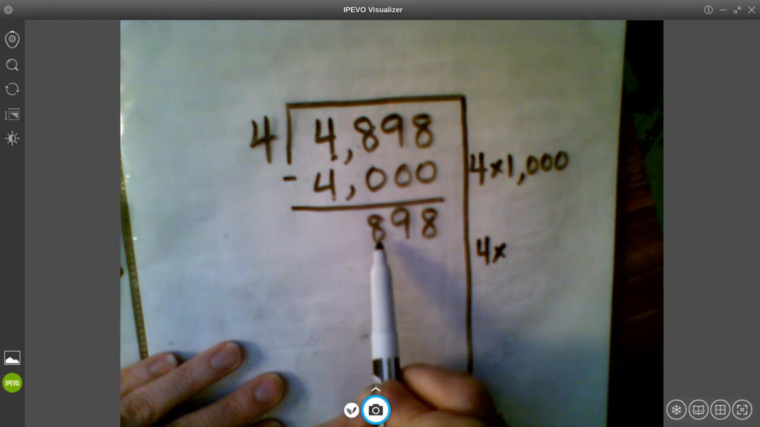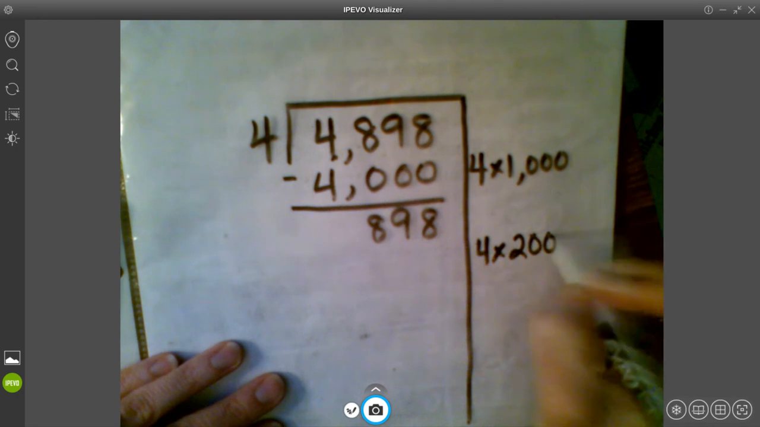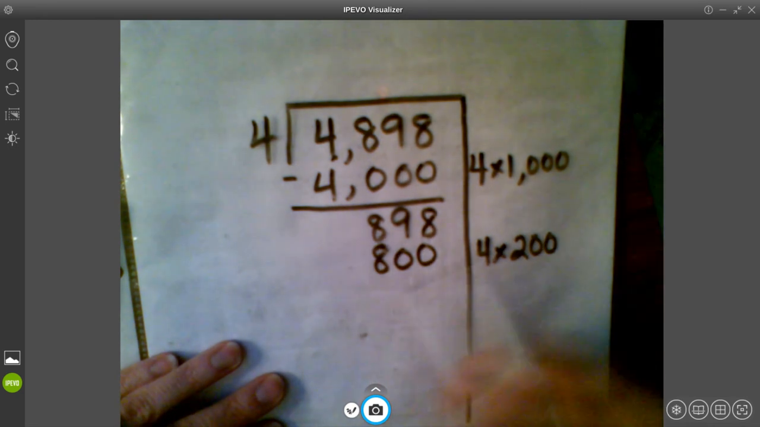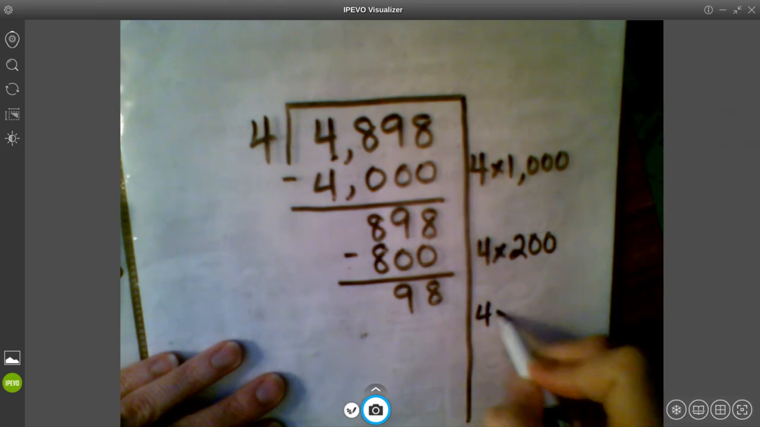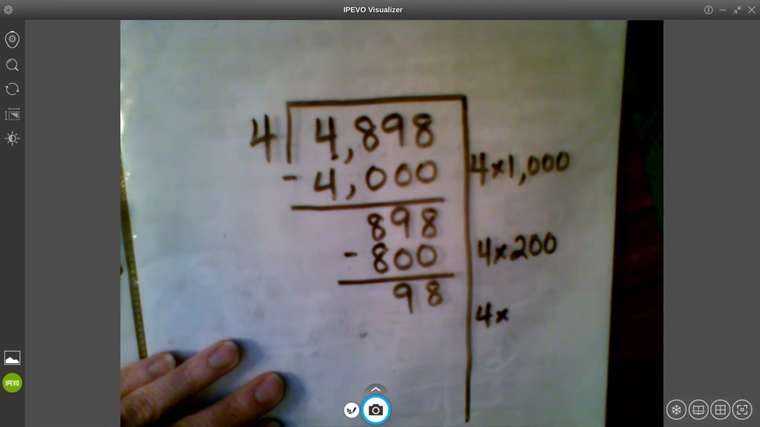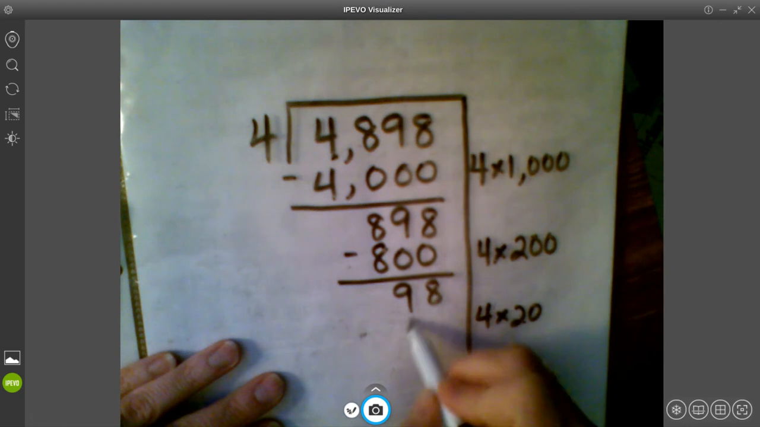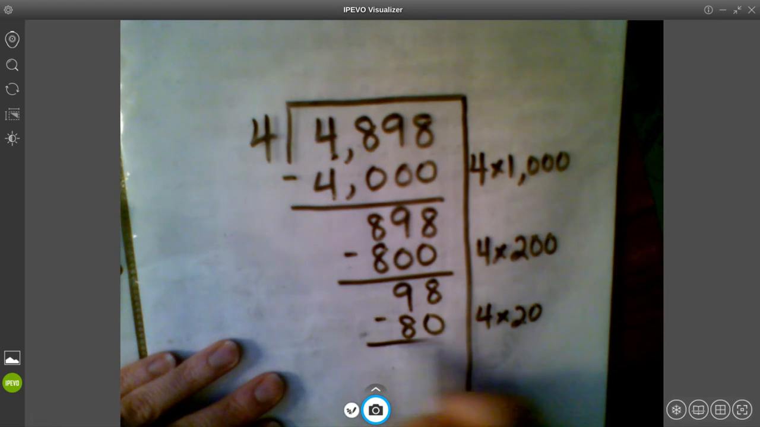See that 8 in the hundreds place? I know 4 times 2 is 8. How could I get 800? 4 times 200 is 800. All right, let's subtract. We have 98 left. 4 times what gets us close to 98 without going over? Well, I know 4 times 20 is 80. That's pretty close. If we subtract, we still have 18 left.